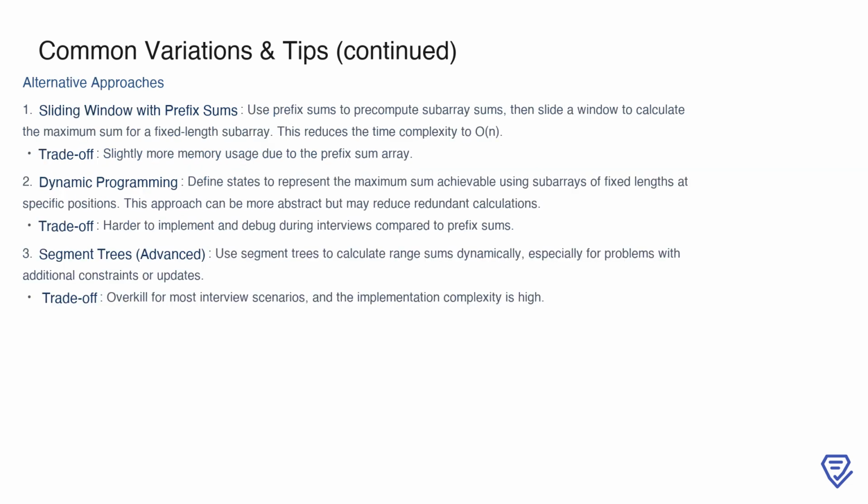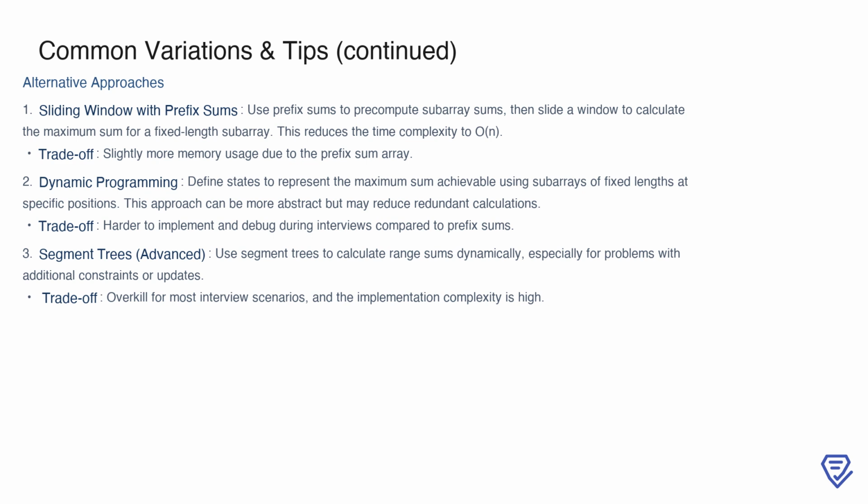Finally, let's explore some alternative approaches to solving this problem. One effective method is combining sliding windows with prefix sums. By pre-computing the prefix sums, you can optimize the process of calculating the maximum sum for fixed-length subarrays, reducing the time complexity to O(n). The trade-off here is that you'll need additional memory for the prefix sum array.